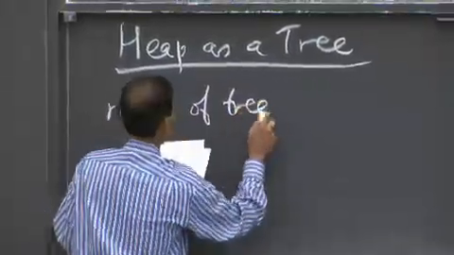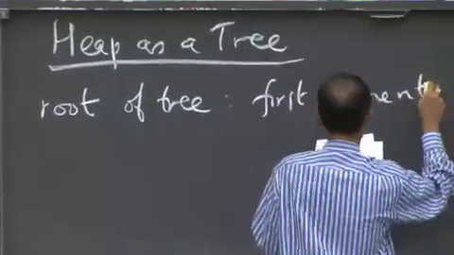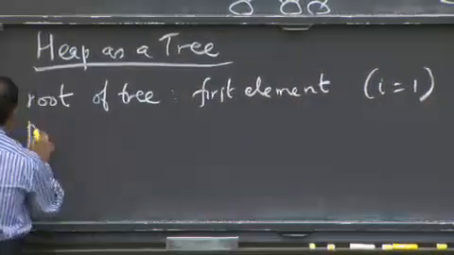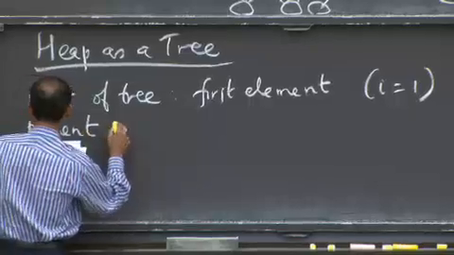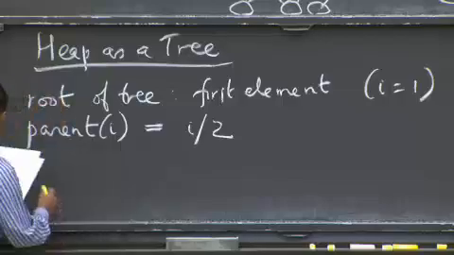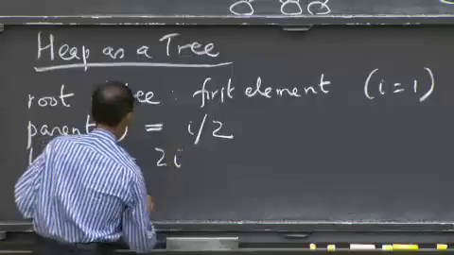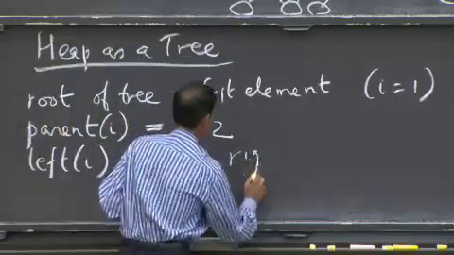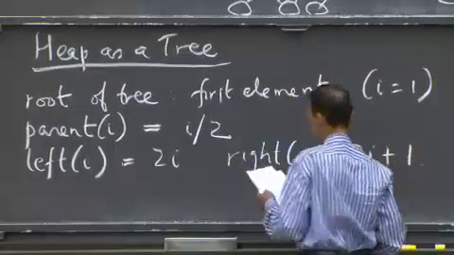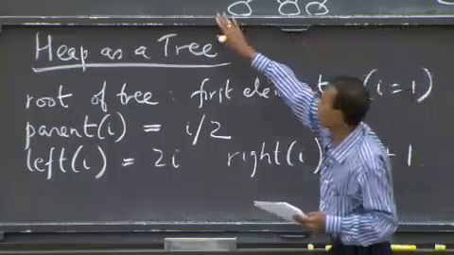the root of the tree is the first element, corresponding to i equals 1. The parent of i is i over 2. The left child of i is 2i, and the right child of i is 2i plus 1. All right. So that's essentially what this mapping corresponds to.